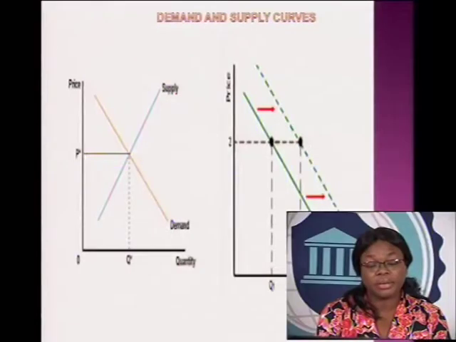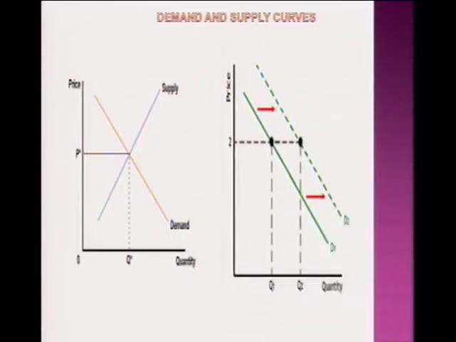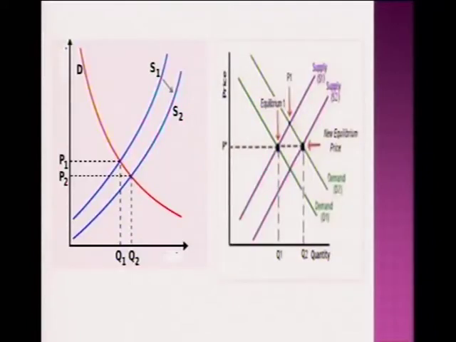We can have a movement along the curve, which is based on price, and we can have a shift in the curve, which is based on factors other than price, like you see in these two curves. The first diagram here gives us the two conditions: demand, which has a negative slope, and supply, which has a positive slope. On the diagram, you can see an increase in demand. The price is constant at $2, but the demand curve shifts from D1 to D2. And in this other diagram, we can see an increase in supply from S1 to S2.